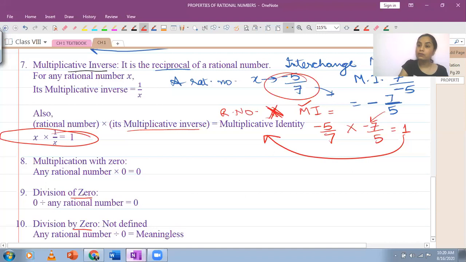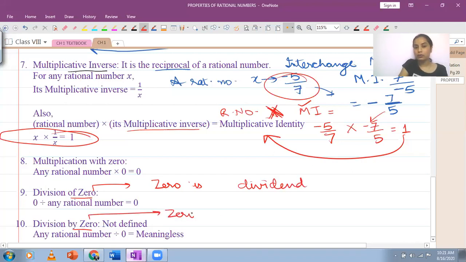अगर हम 0 की division कर रहे हैं, so this means 0 is the dividend. And when you divide by 0, 0 is divisor. So this is possible, this is not possible. You cannot divide by 0. That's why I've written here that division by 0 is meaningless. You cannot give the answer for this. And if 0 is the dividend, 0 को divide करना है किसी और non-zero number से, maybe a positive number, maybe a negative number, in that case, the answer will be 0.